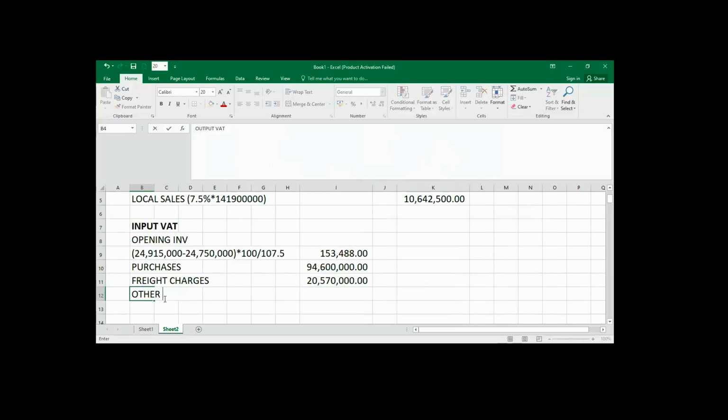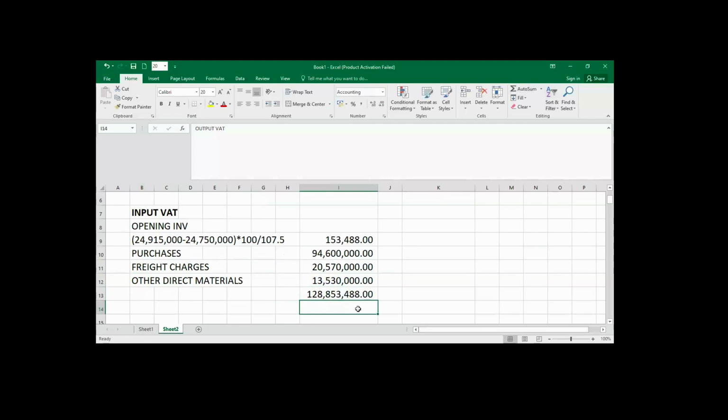Then after that, we have other direct material, which is 13,530. So we add up all these figures together. We are going to add up these three figures together. So what we now get here, we are going to less closing inventory. So the value for the closing inventory, let me go back to the question.